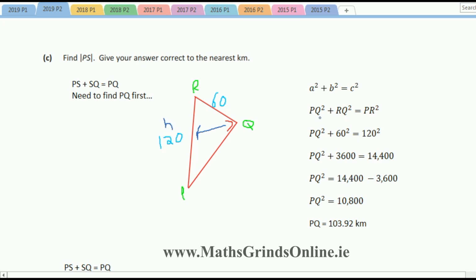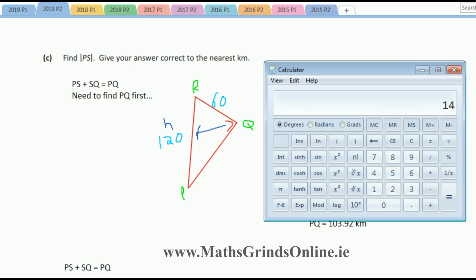Okay, so PQ squared plus RQ squared is equal to PR squared. That's the hypotenuse side there. PQ squared plus 60 squared is equal to 120 squared, and you can see all the calculations done out, squaring those numbers.